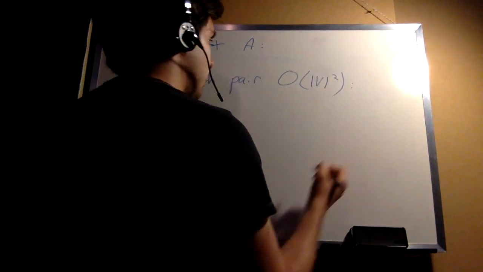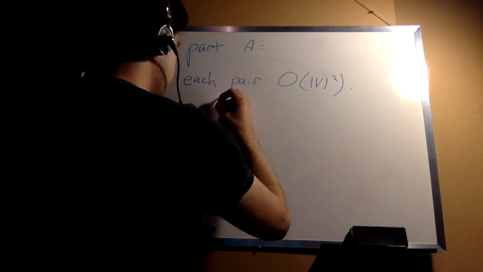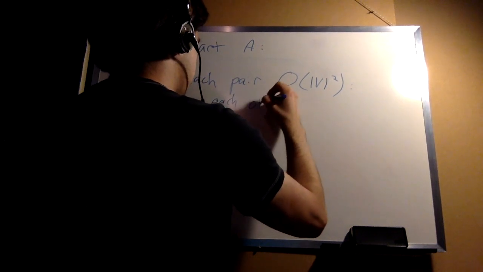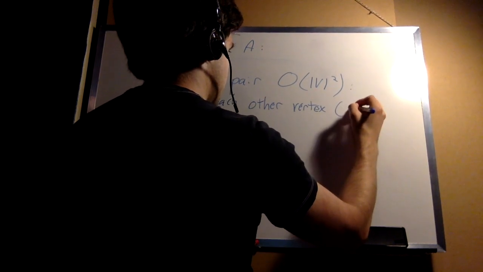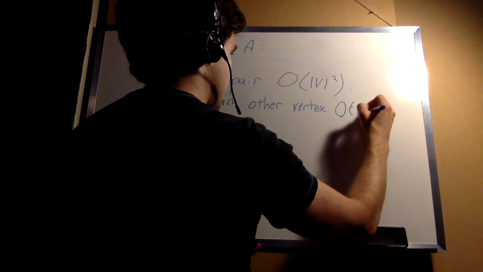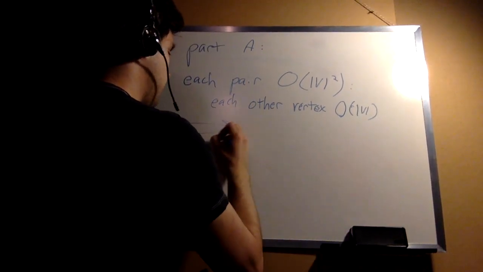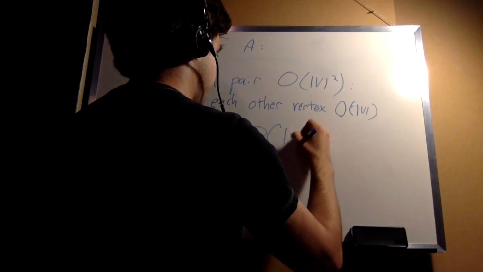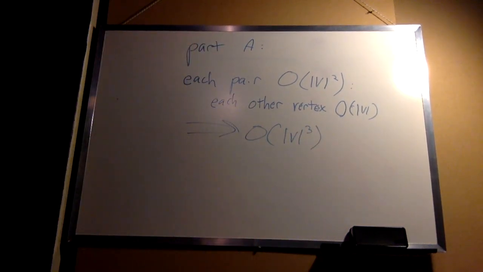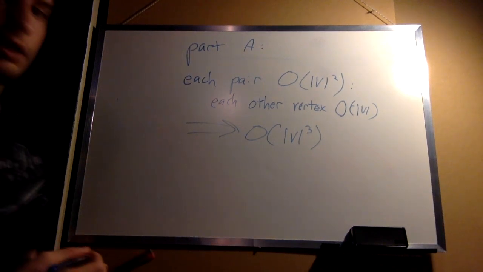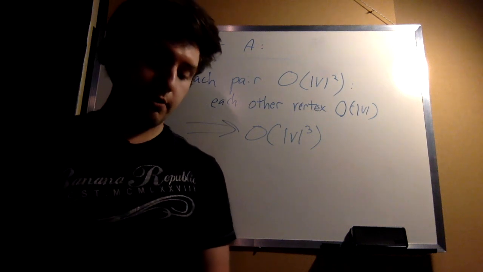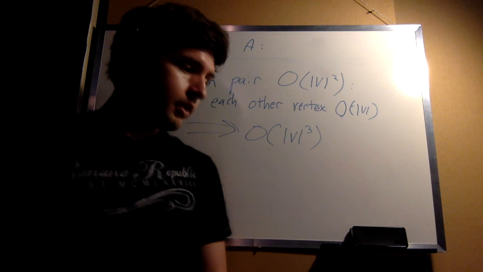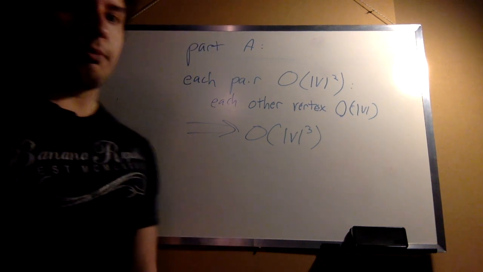So for each pair, at worst, we then check each other vertex, O of V. So that gives us a total runtime of O of V cubed. That was our part A. Now, how can we improve this? Instead of just starting over from DFS and BFS, which might have been your first intuition and was actually mine too when I first did this, how can we improve this to be better?